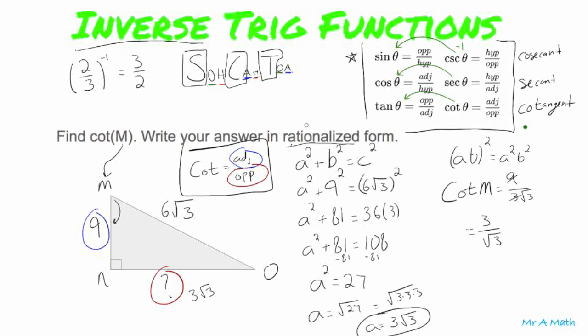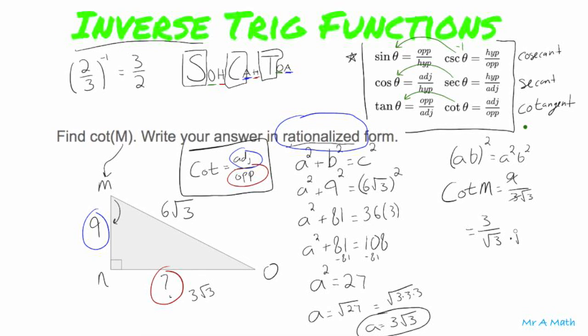But remember, we need this in rationalized form, which means that we cannot have any square roots in the denominator. I made a short video on how to rationalize if you need a refresher. I'll put that in the top right corner right now. Go check that out. It'll be very helpful if you're not sure how to do this.